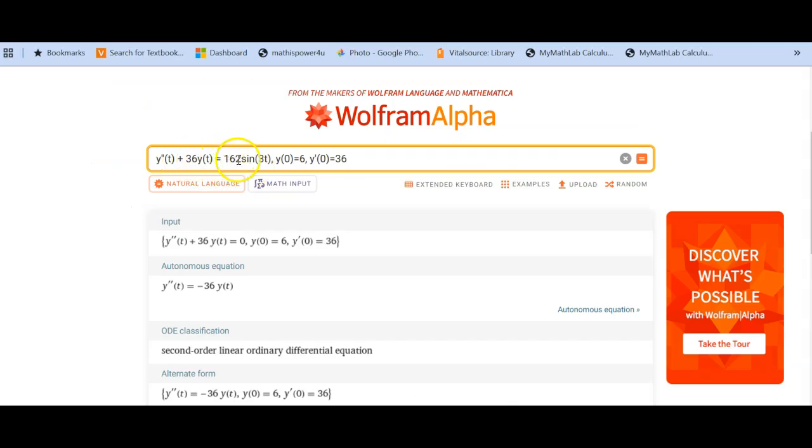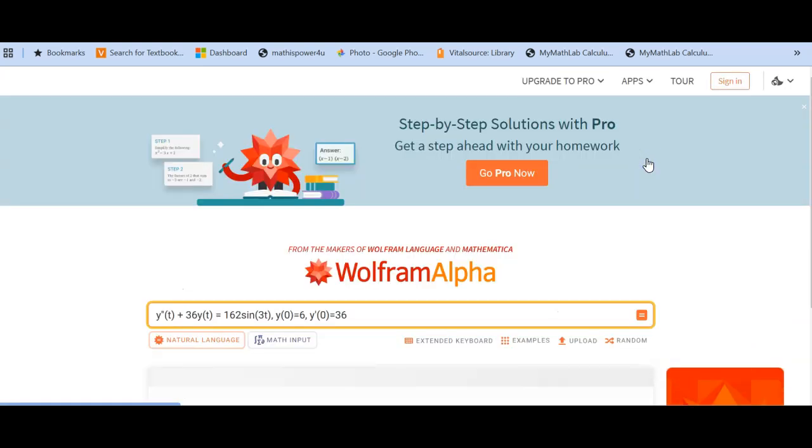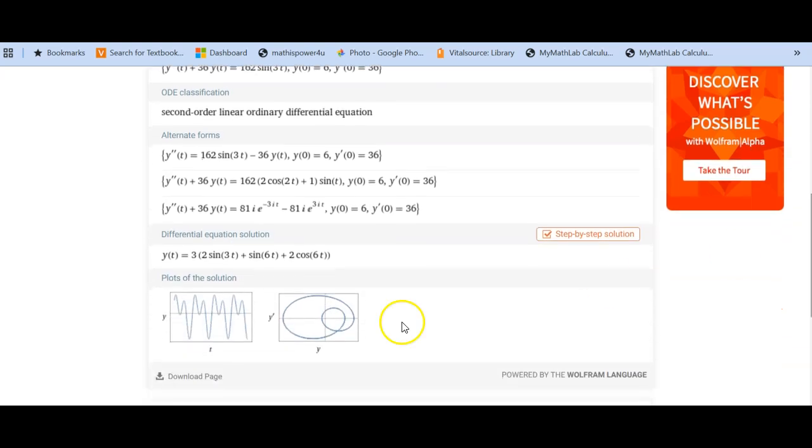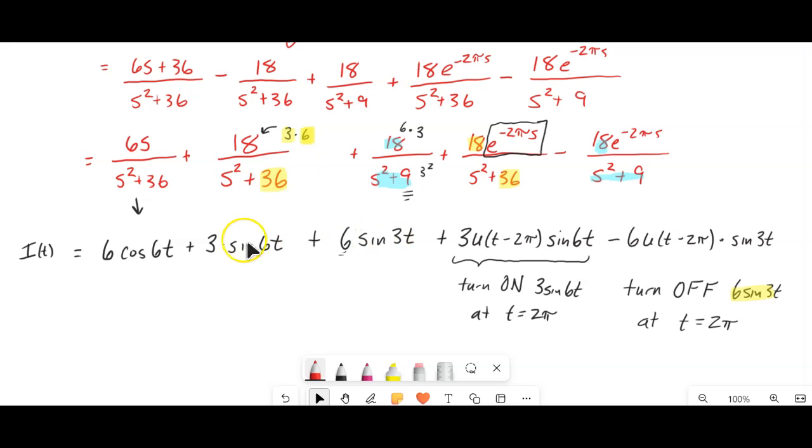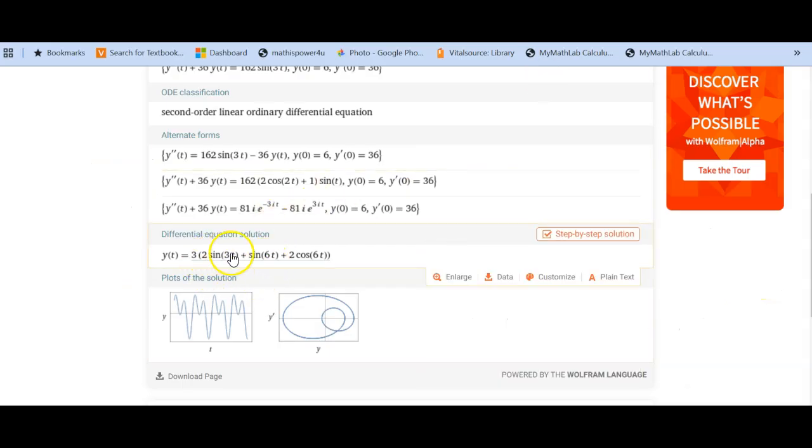All right, so here's the differential equation, the initial values. And this is just the part from 0 to 2 pi. So there's the 162 sine of 3t. I click equals, it runs it, there's our classification. But here's our solution. And notice it's 3 times 2 is 6, 3 sine 6t, 6 cosine 6t. That's what we have right here, from 0 to 2 pi. Again, at 2 pi, this gets turned on, this gets turned off. But initially, from 0 to 2 pi, it's just this part, which agrees with what Wolfram Alpha says.